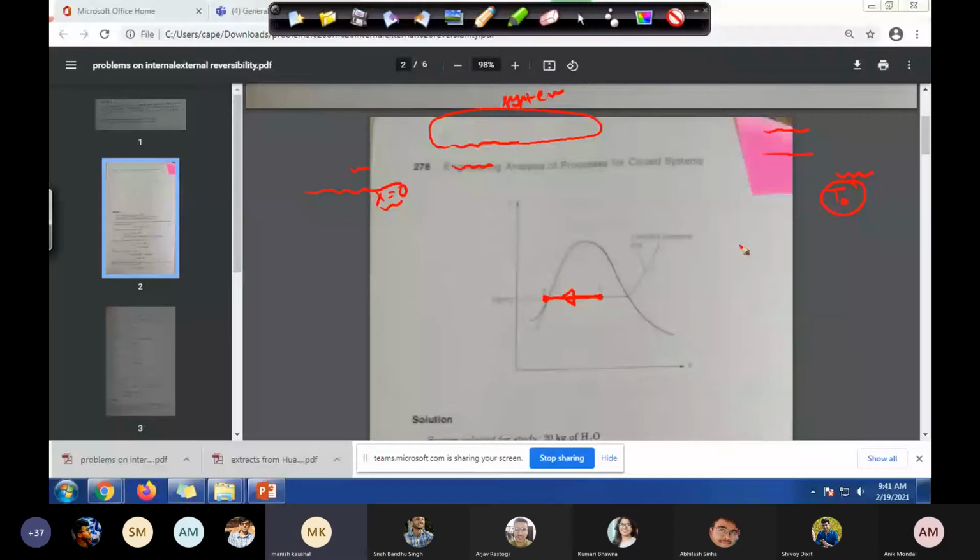Now let's see who will comment. Phase change process, is it reversible or irreversible, and why? Who will comment on this? Think in terms of heat addition or heat rejection. Do you think that everything will melt down suddenly and heat will go out suddenly, or will it happen in a differential manner? It will always happen in a differential manner.